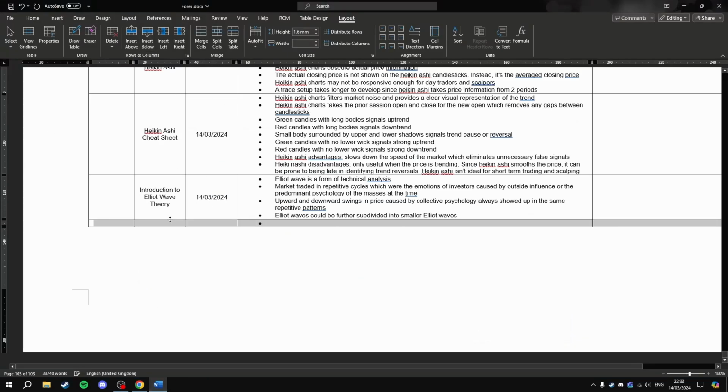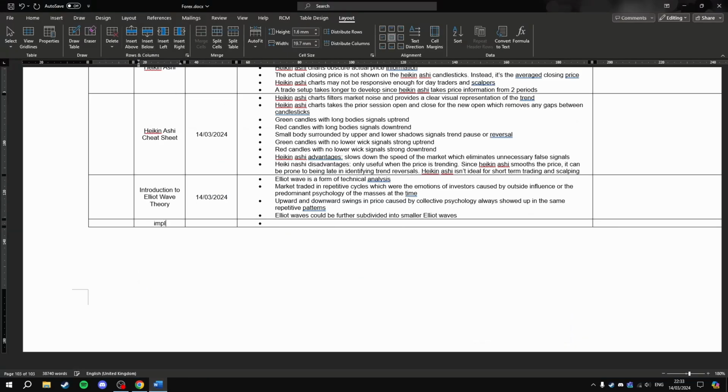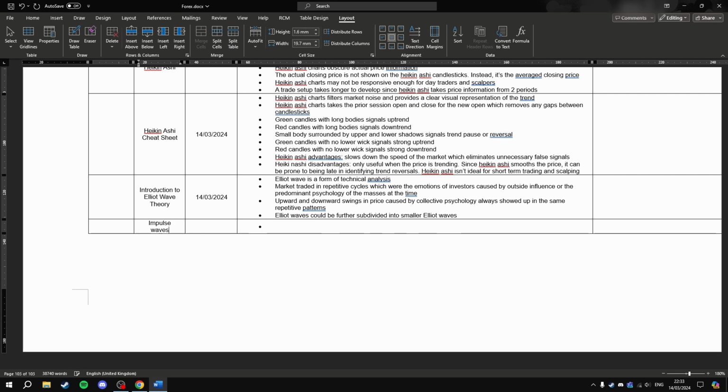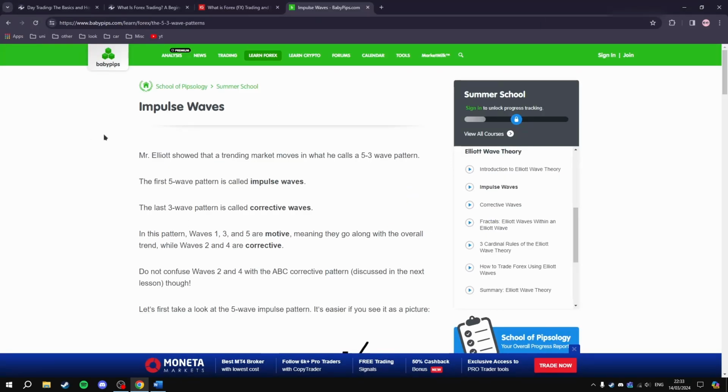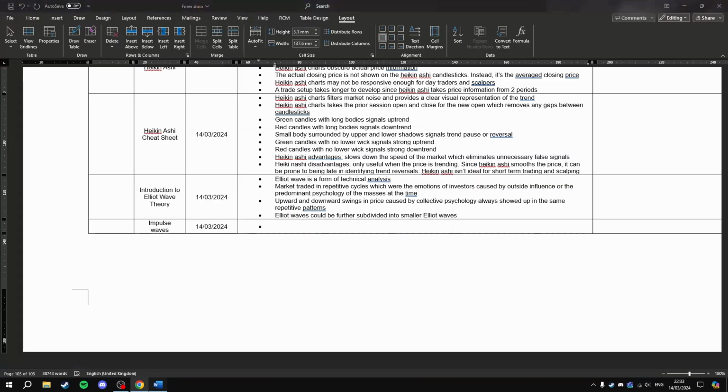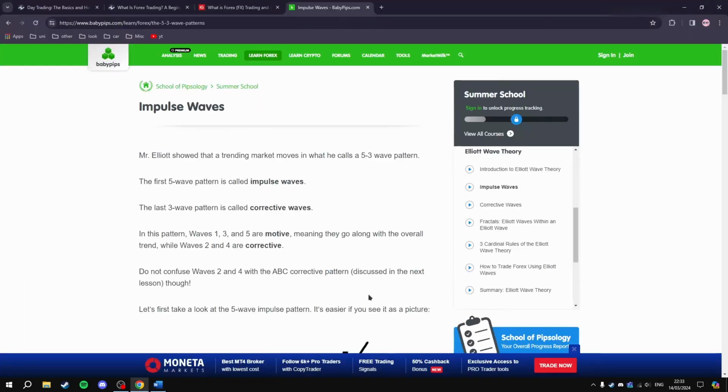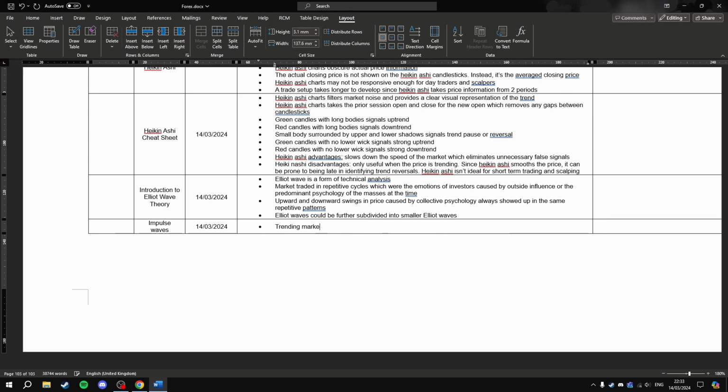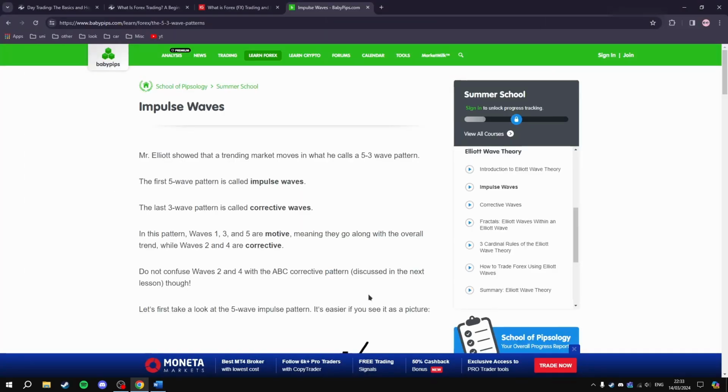Impulse waves. Mr. Elliott showed that a trending market moves in what he calls a 5-3 wave pattern. The first 5 wave pattern is called impulse waves.